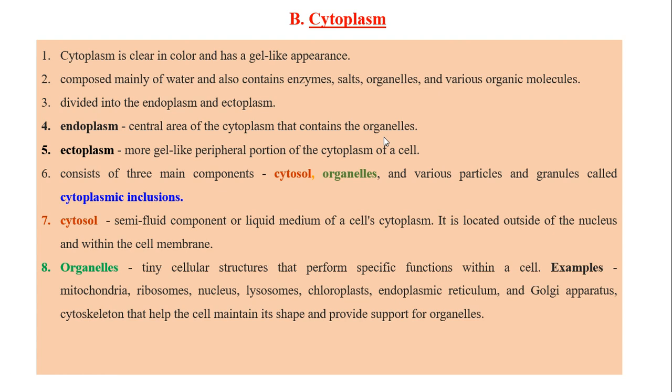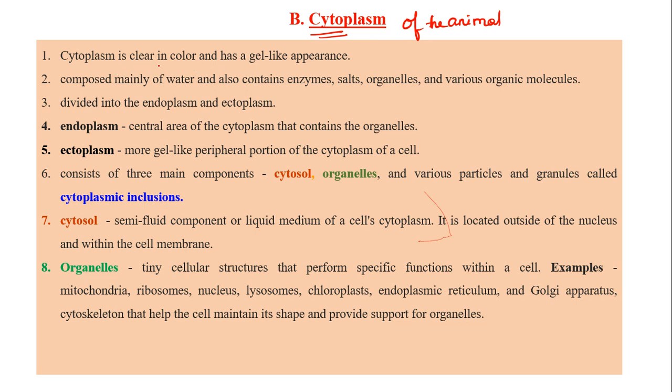Dear students, this is the PowerPoint presentation which is explaining the remaining part of the ultrastructure of the eukaryotic cell, or the animal cell. In the previous class we have seen up to the cell membrane, or the plasma membrane, and the next important component of the animal cell is the cytoplasm.